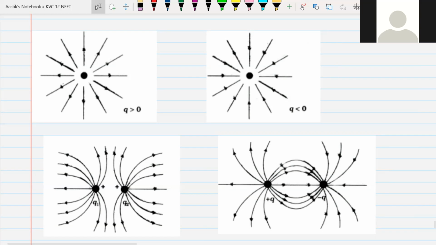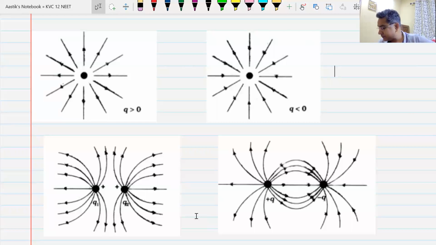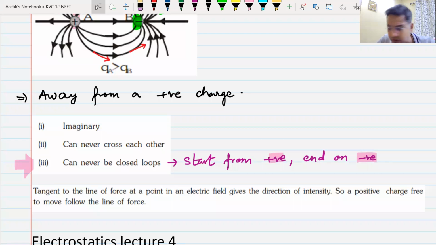So we are basically looking at the properties of electric field lines. We have seen 2 or 3 properties up till now. Let me take you back to those properties. Electric field lines are imaginary. They never cut each other. They are not in closed loops. They start from a positive charge and end on a negative charge. Point number 4, a tangent to the electric field line will give us the direction of electric field. Everyone understands this?